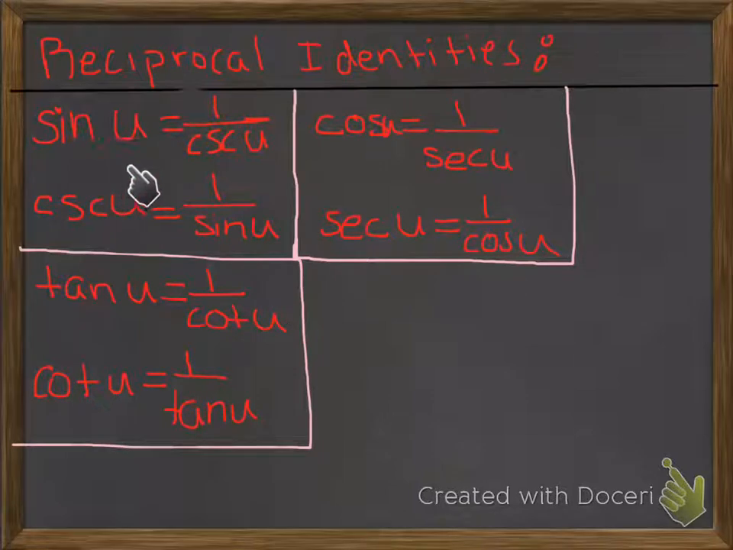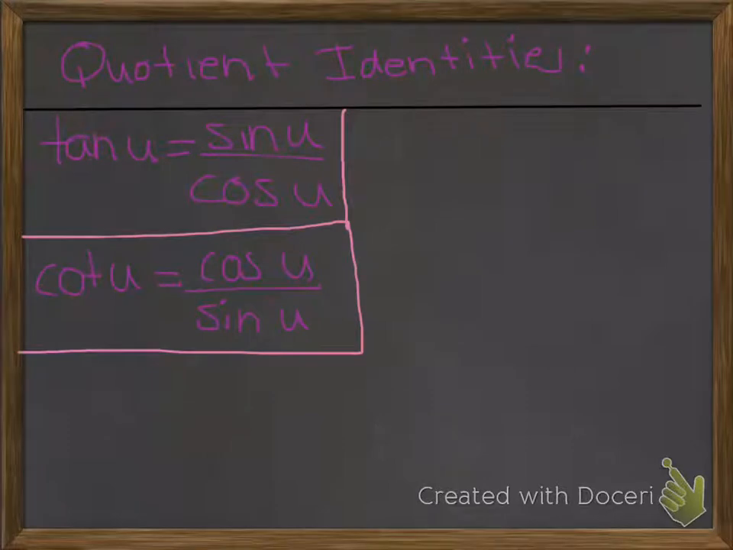Basically, they're just reciprocals of each other. So sine u equals 1 over cosecant u equals 1 over sine u, and so on. You may want to pause this if you want to write all these down, but that's basically it. The quotient identities are tan u equals sine u over cosine u.